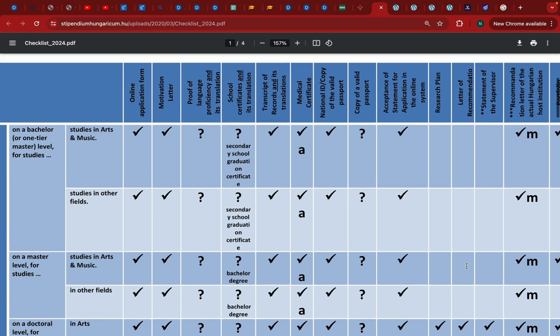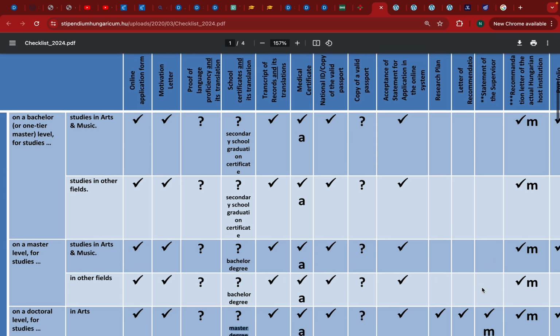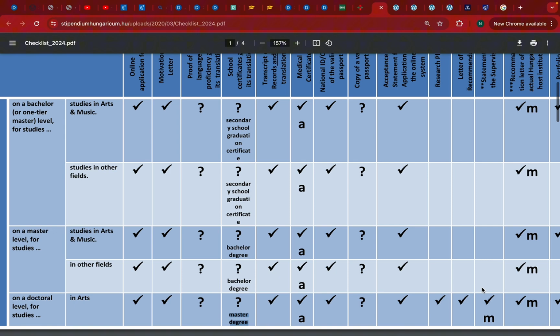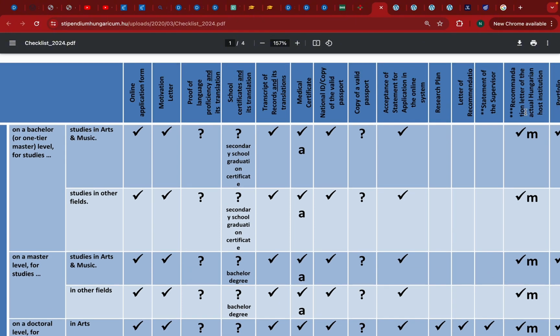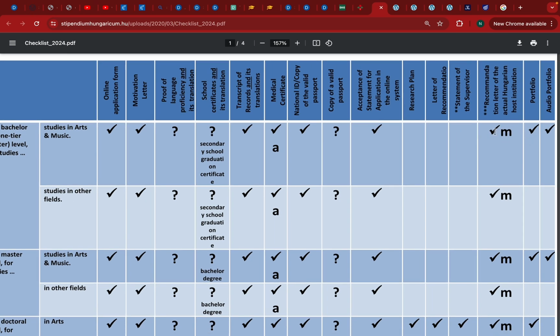However, sometimes for bachelor's and then master's, when you are applying on the application system, you can see a slot where you are supposed to put in your referee's email, and then an email will be sent to your referee to fill out a reference letter, which you, the applicant, are not going to see. The next thing on the checklist is statements of the supervisor. So it's not applicable for bachelor's and master's. It's only applicable to those going to do the doctoral level program.